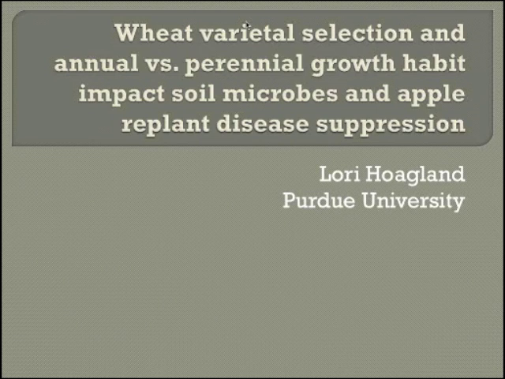This is a project that I did prior to going to Purdue. It kind of blended both my doctoral research that was working with organic orchard floor management, and then my postdoctoral research with Steve Jones here in Washington, looking at variety by microbial interactions. So the purpose of this particular study wasn't really to look at improving wheat for wheat's sake, but looking at the value of wheat in an integrated system with apple. So that's my title, looking at varietal selection and then annual versus perennial growth habits on suppression.